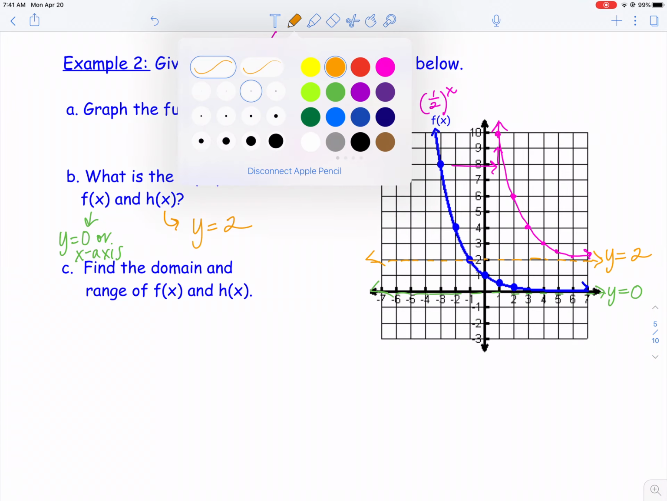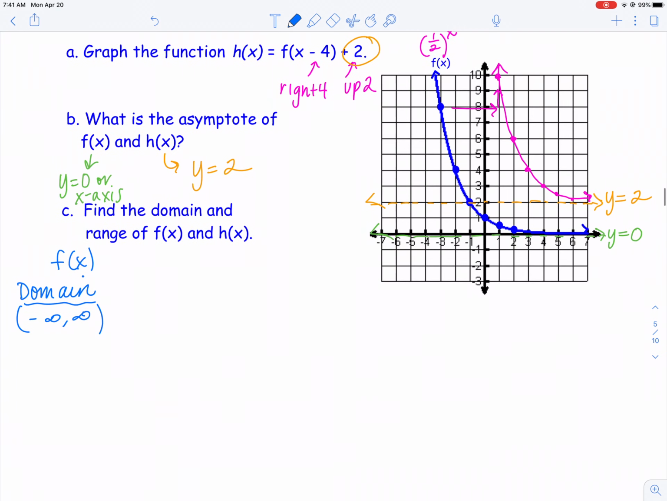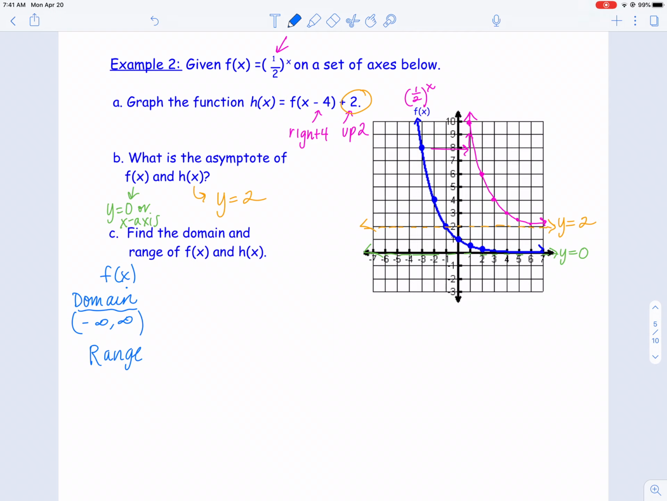So let's talk domain and range. Well, let's talk about your f of x function first, the blue graph. What's the domain of your blue graph? Your domain is easy. It's always going to be from left to right, all real numbers, negative infinity to positive infinity. And I messed that up because it should always be parentheses. The range of your blue graph is everything greater than 0. Y is greater than 0.